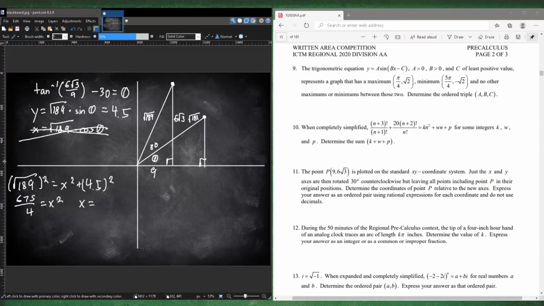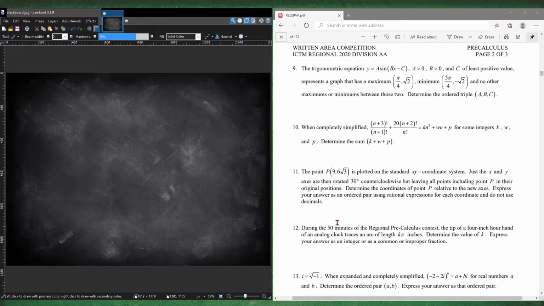And we're left with 3. So this is going to be 15 square root 3 over 2. So our point is 15 square root 3 over 2, comma, 4.5, which is just 9 over 2. And that is our answer for number 11, sorry, not number 9.